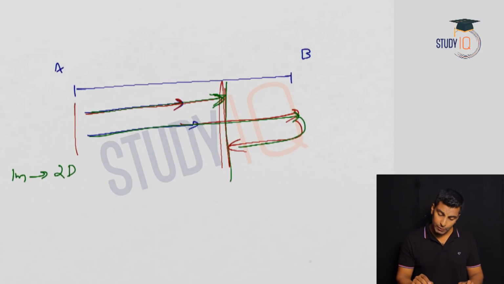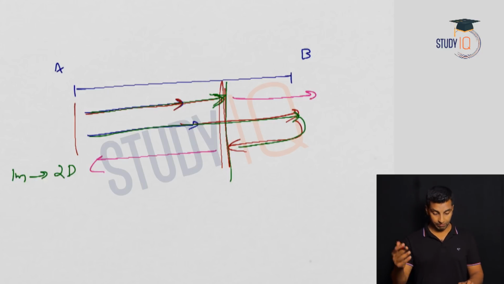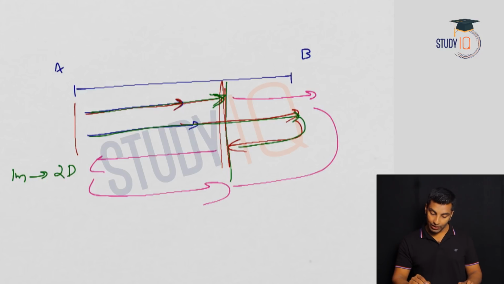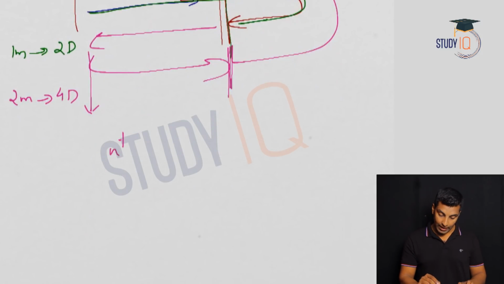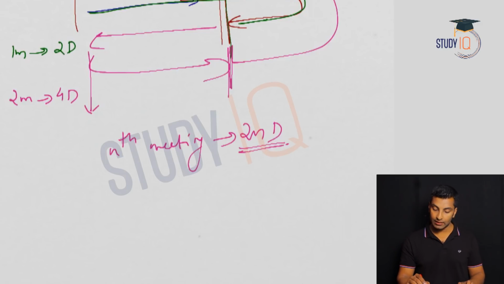After this, this person will reach here and this person will reach here. Okay, so now one more distance covered, 3 distance, and then they will come back and they will meet. So if you see, second meeting, 4D, and this process will continue, and you can get a pattern here. I'm not writing or drawing too much of this. We have already understood the first case. So if it is the nth meeting, 2n will be the distance covered.